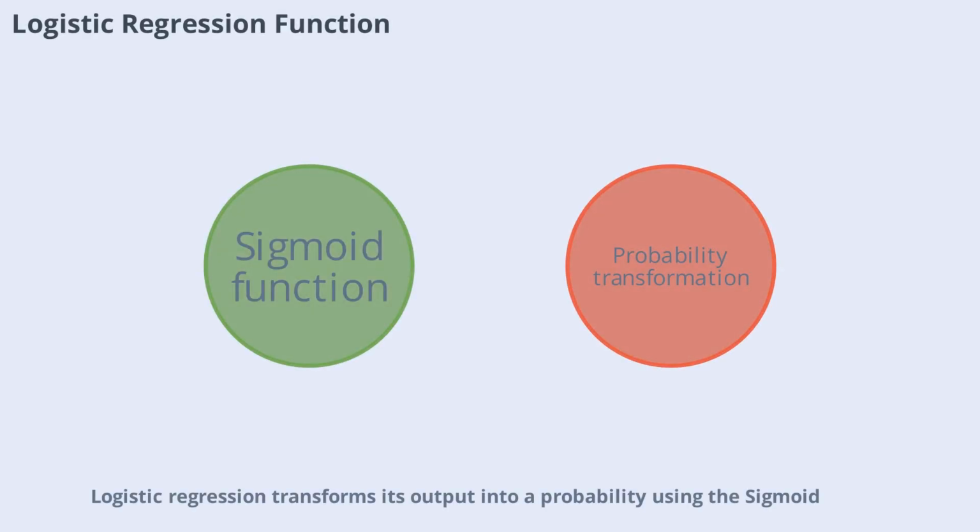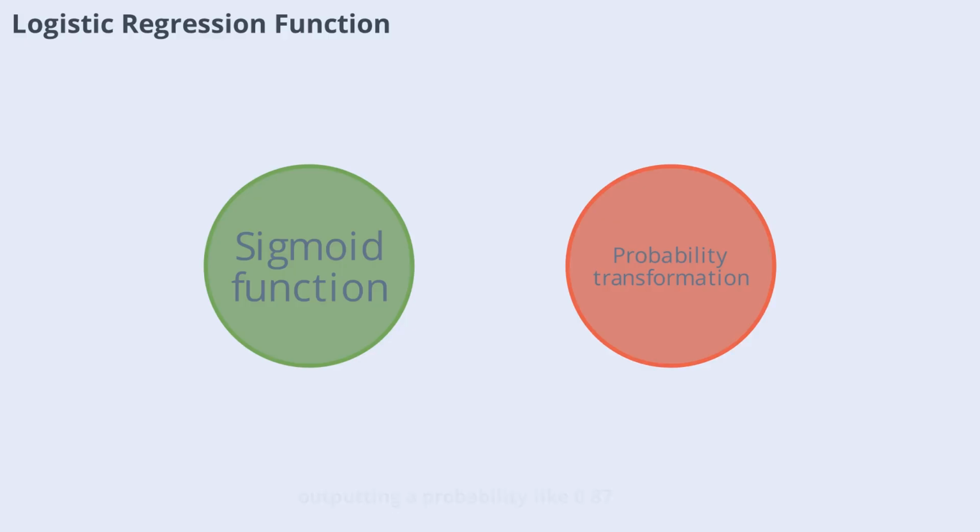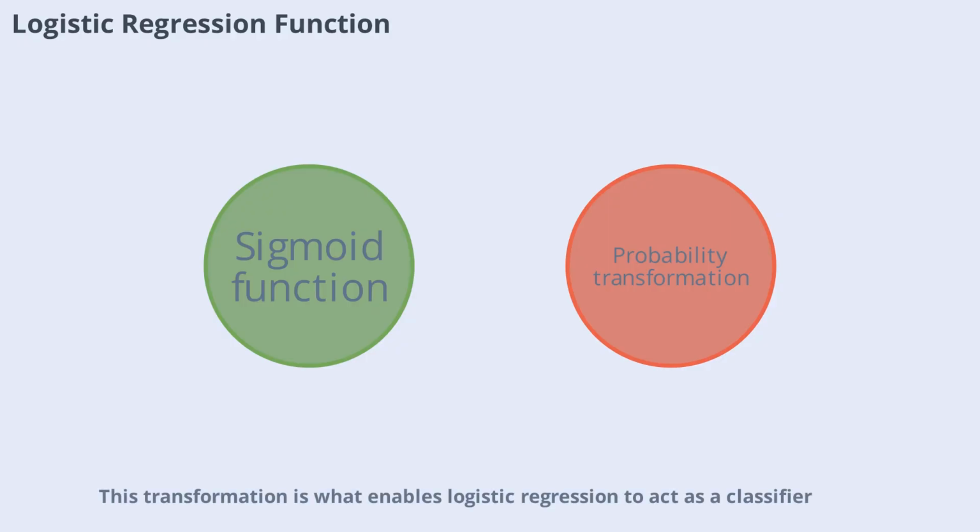Logistic regression transforms its output into a probability using the sigmoid or logit function. This function takes any real number and squashes it into a value between 0 and 1, making it perfect for classification tasks. For instance, Stripe uses logistic regression to assess the risk of transactions. The model passes risk signals through a sigmoid layer, outputting a probability like 0.87, which means there's an 87% chance the transaction is fraudulent. This transformation is what enables logistic regression to act as a classifier.